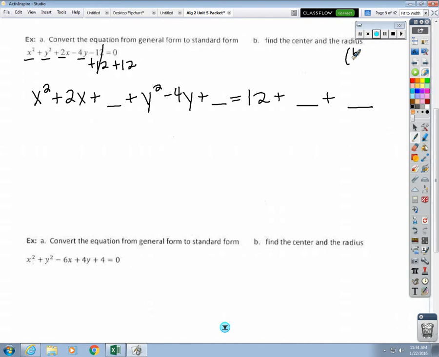Correct, b over 2 squared. What is the b for the x? 2. When you half it, you get 1, and when you square it, you get 1. Okay, what about the b for the y's? 4 divided by 2, squared, is positive 4. So over here, we'll add the 1 and the 4. Now on this side, what can I do?